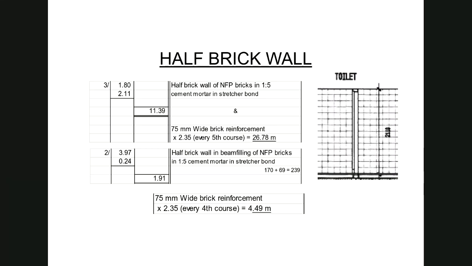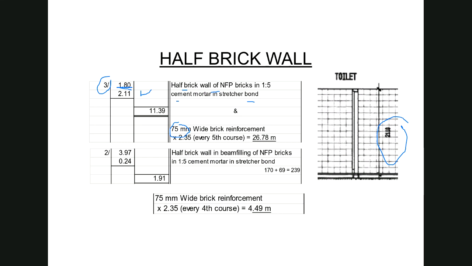Right? So you can see I have the section in here illustrating the 2.11. Because I want to use the full length of the walls, I'm now using the 1.8. That is a dimension on the drawing. There are 3 dividing walls for the cubicles. The 2.11 comes from the section. And again, on my description here, I am merely stating the width of the wall, the type of the brick, the cement mortar mix, and the bond. And because I'm dealing with a half brick wall now, I am going to use a 75 millimeter wide brick reinforcement.